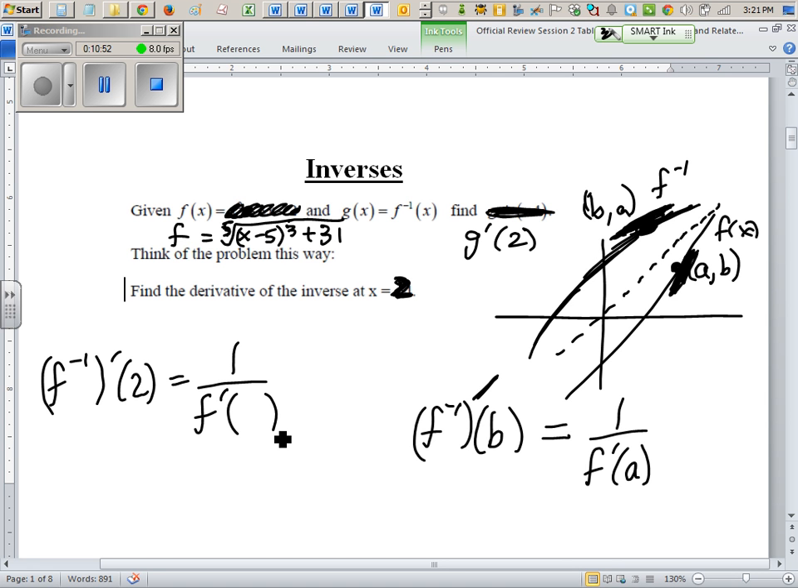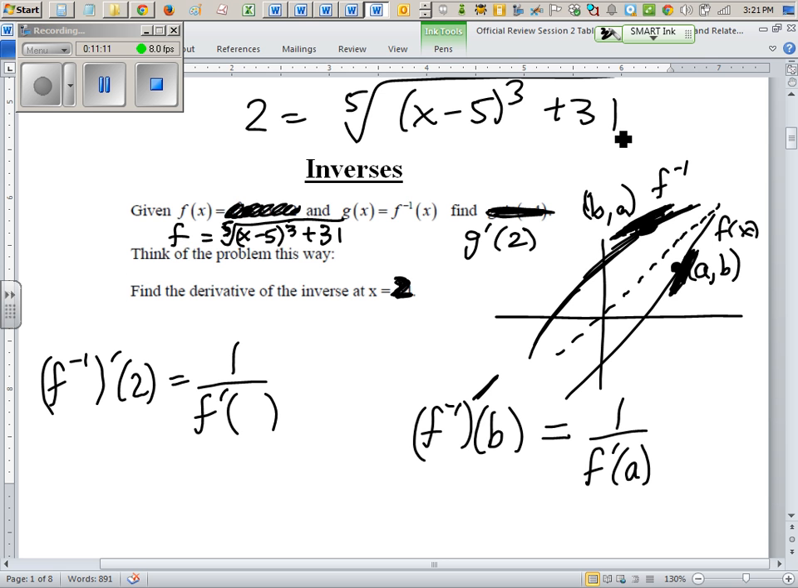See? So we're going to actually set this side equal to 2 and see if we can figure out what x is. After we know what x is, we'll know what to plug into f prime. Okay? It's kind of awkward. But you need to set 2 equal to the 5th root of (x minus 5) cubed plus 31. Go ahead and solve that real quick. Once you know what x is, we'll know exactly what points we're dealing with.